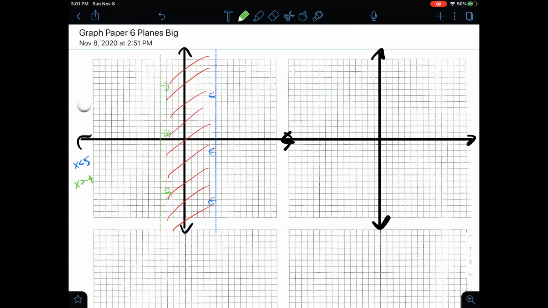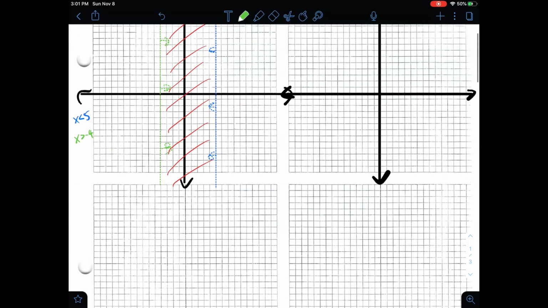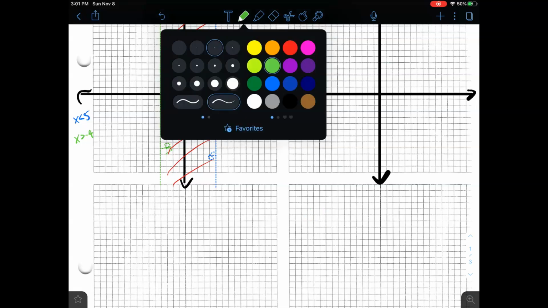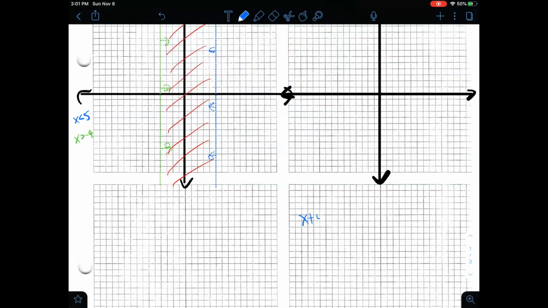All right, so for number 30, this is a little tricky. So we got to solve this one a little bit. So we have x plus y. I need to use blue. We have x plus y is greater than or equal to -2. So let's solve that for y. How do we solve that for y? We need to get y by itself, so we're going to subtract x. So we're going to have y is greater than or equal to negative x minus 2, not plus 2.